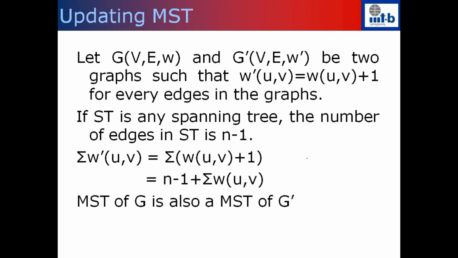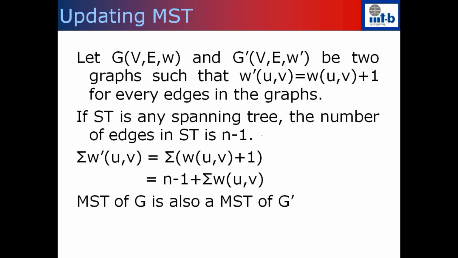Let G be a graph on which you have computed the minimum or the maximum spanning tree. Let G dash be another graph where the set of edges and the set of nodes are exactly the same, but the edge weight of every edge in G dash is exactly one more than the corresponding edge weight in the graph G. Now if ST is any spanning tree, then the number of edges in the spanning tree is exactly equal to n minus 1, right? So this is very important.